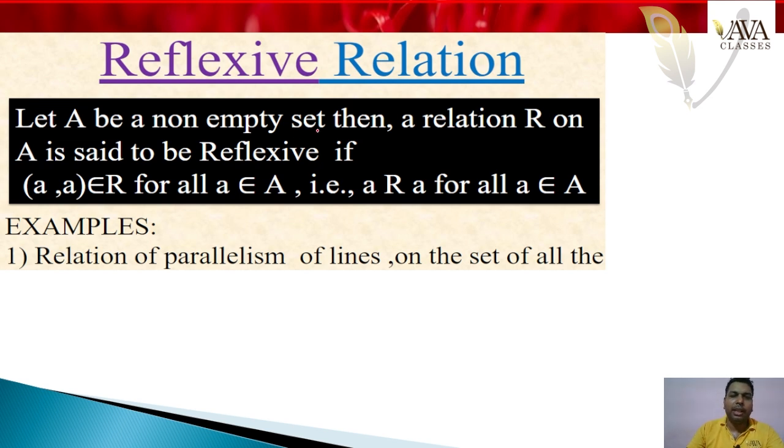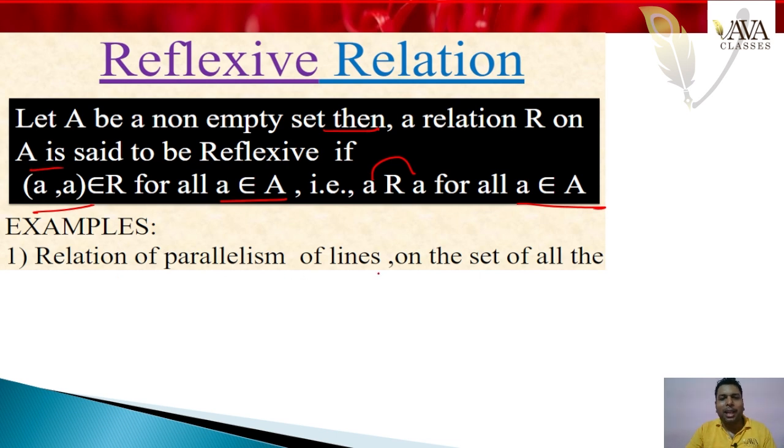Let A be a non-empty set. Then a relation R on A is said to be reflexive if (a, a) belongs to R for all a belonging to A, that is, a is related to a for all a belonging to A. Examples: we can give some mathematical or real life examples. We already gave the real life example. Now we'll discuss some mathematical examples.